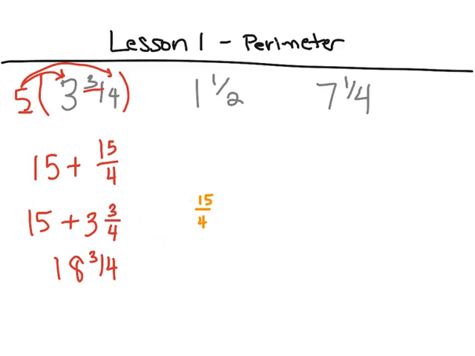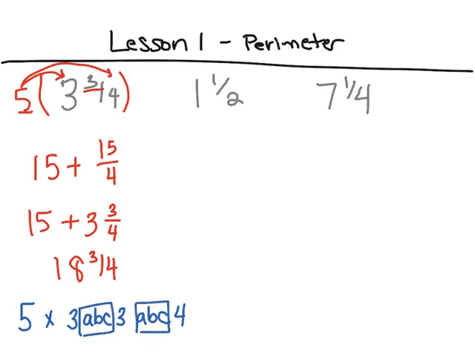Another way that you can do this is you can use the ABC function on your calculator. So you would do 5 times 3 ABC 3 ABC 4. When you type this into your calculator, you'll get an answer that says 18 R 3 R 4, which is 18 3/4.